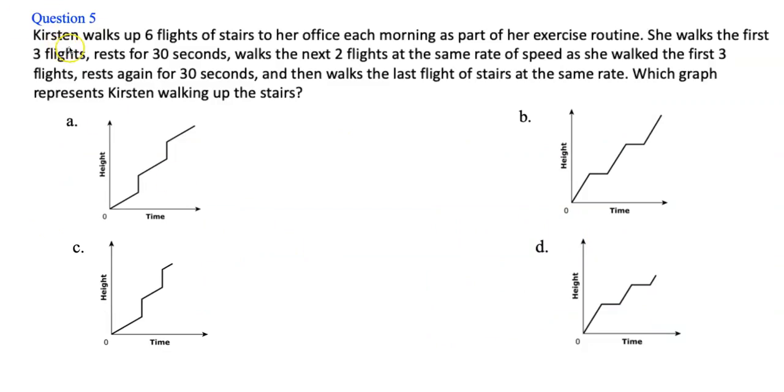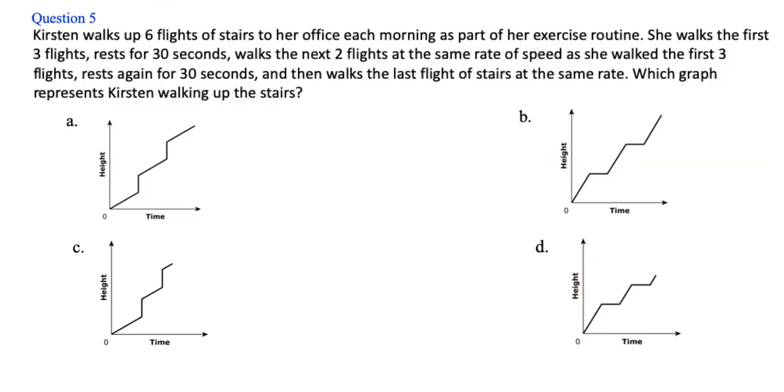Question 5. Kirsten walks up 6 flights of stairs to her office each morning as part of her exercise routine. She walks the first 3 flights, rests for 30 seconds, walks the next 2 flights at the same rate of speed as she walked the first 3 flights, rests again for 30 seconds, and then walks the last flight of stairs at the same rate of speed. Which graph represents Kirsten walking up the stairs? Again, step 1, read that final question. Which graph represents Kirsten walking up the stairs?